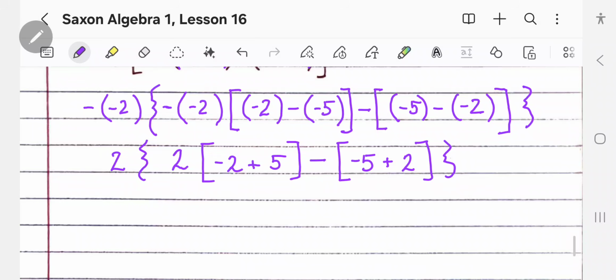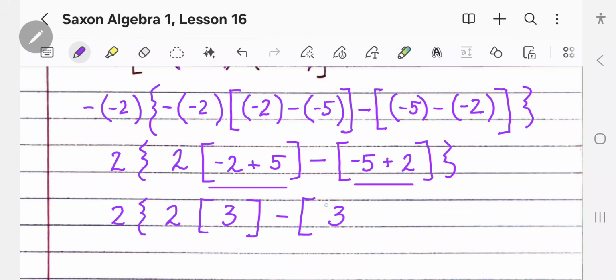Now we're going to start in our innermost grouping symbols, symbols of inclusion. So we're going to start in here, and then we can also do in here. I'm going to copy this down. Okay, -2 plus 5, signs are different, so we would subtract and get 3, take the sign of the one with the largest absolute value, which is 5, so it's +3. -5 plus 2, going to subtract, take the sign of the largest absolute value, which is 5, so it's going to be negative.